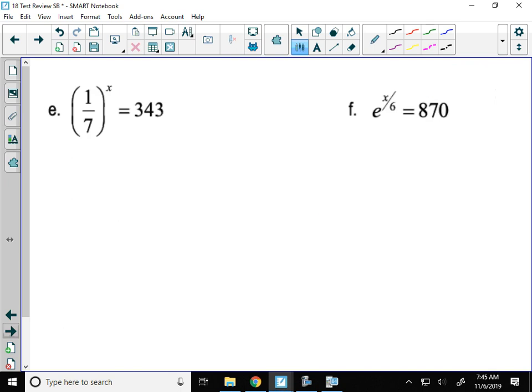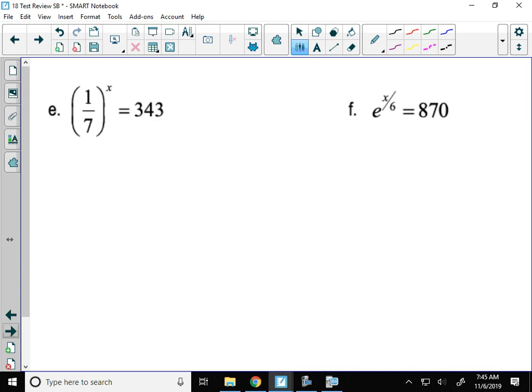All right, 1 over 7 to the x equals 343. This is an exponential function. In order to solve an exponential, I have 2 ways. I either look to see if I can use a common base, or I use a logarithm. This problem, I can actually use common bases. The common base is going to be 7. If you don't see that you can use common bases, you're welcome to use a logarithm. It might just be a little bit more work.